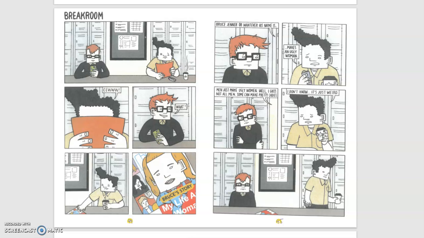There's also kind of an external conflict because his co-worker says some things that he finds offensive about Bruce Jenner or Caitlyn Jenner, a transgender woman who has gone the other way than Erin, from a man to a woman. And then his co-worker talks about how he makes an ugly woman, and he says it's just weird. So there is, in a way, an external conflict between them without this character being aware of it.